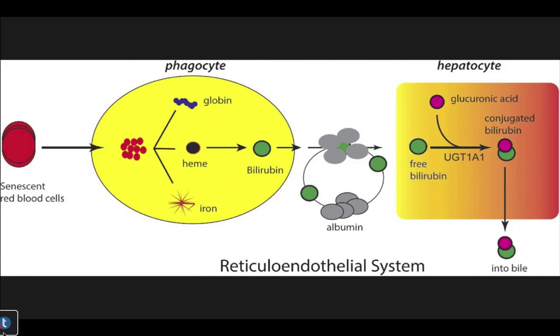The albumin protein binds to the bilirubin in the bloodstream and transports it to the liver where it becomes water-soluble and is able to be excreted.